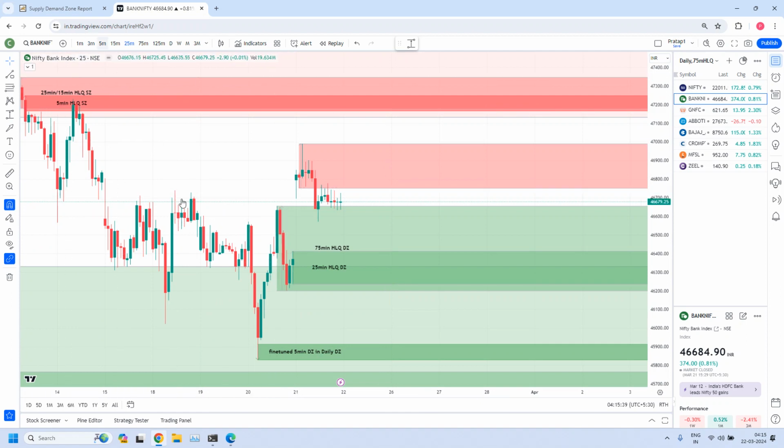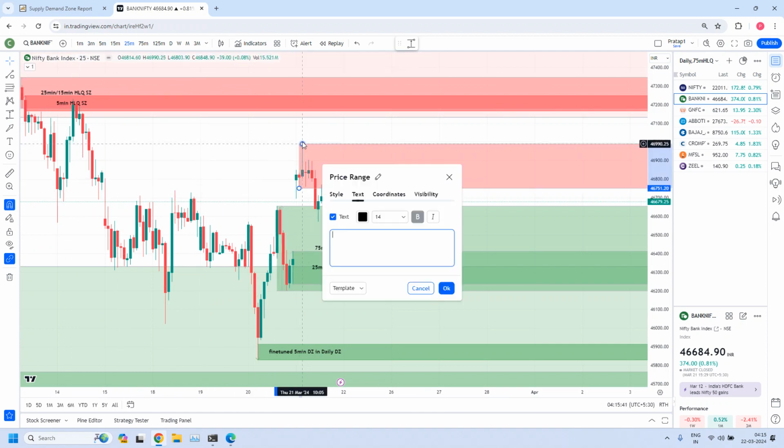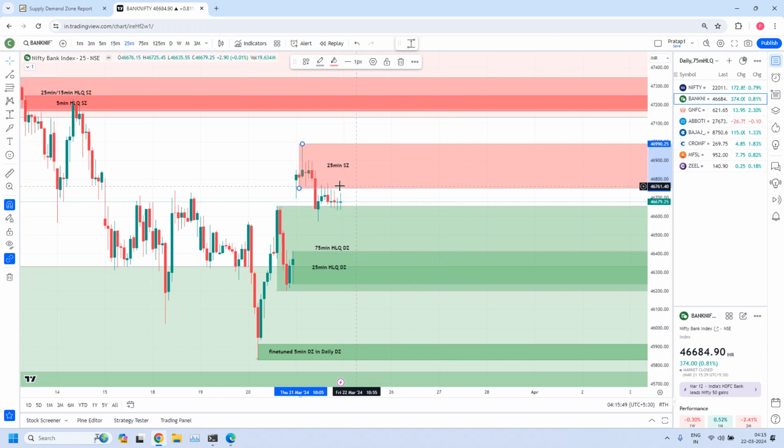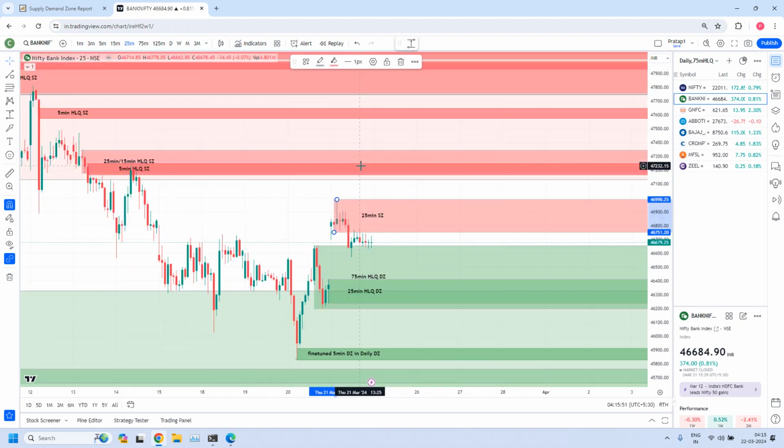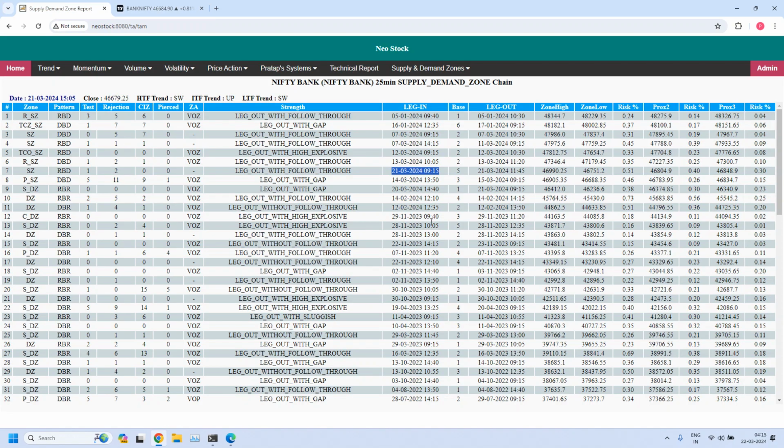Now 25 minutes. This is a 25 minutes normal supply zone. I am drawing it for reference purpose. Remember, this is not high liquidity. I didn't add the word HLQ. Any other action today? Apart from this, nothing. No other candles today. We have only these two. One is the demand, high liquidity. Another one is a normal supply zone, 25 minutes.